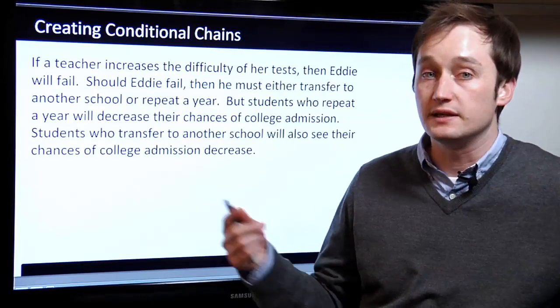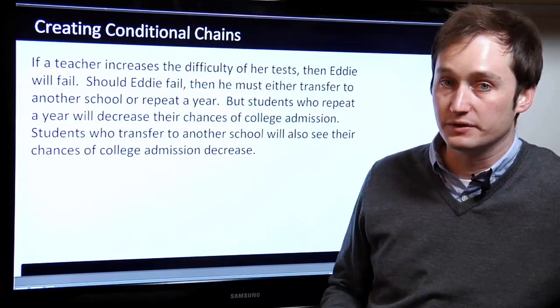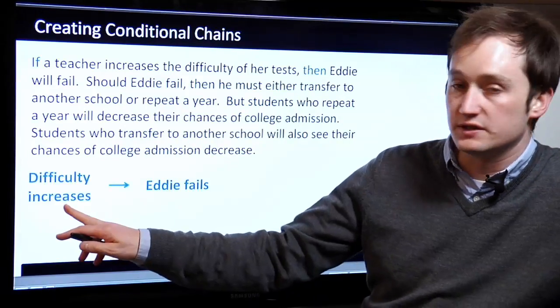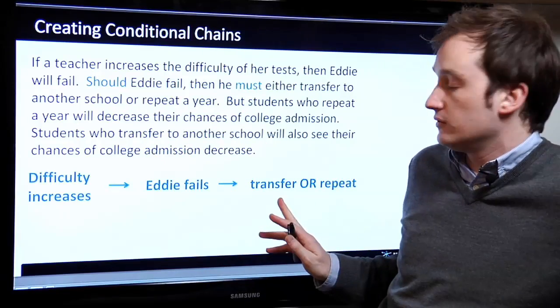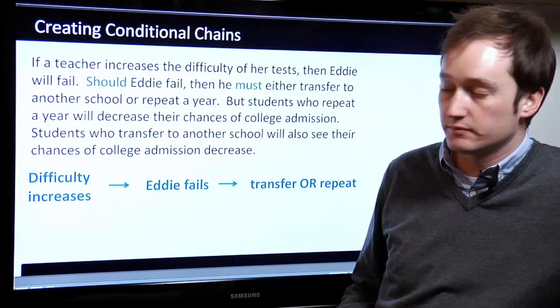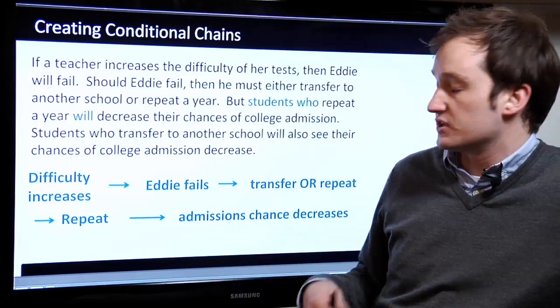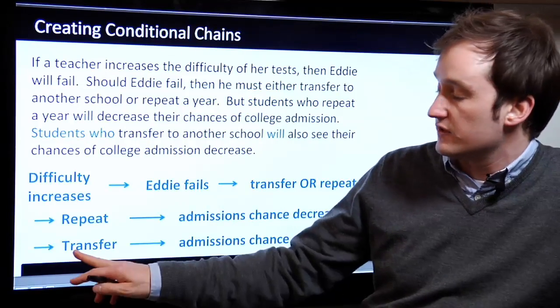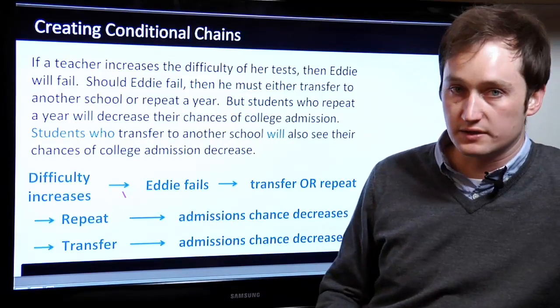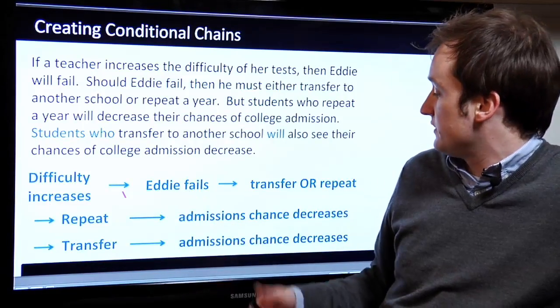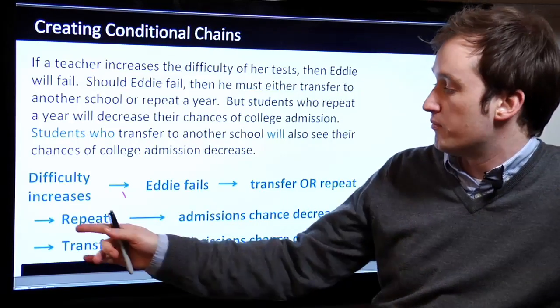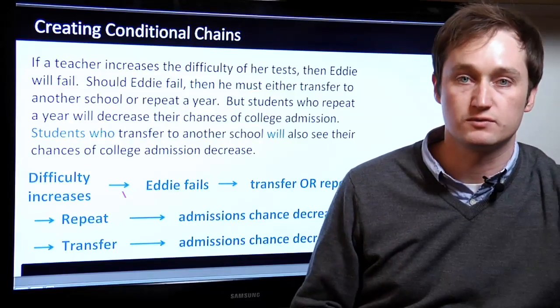If we translate the formal logic statements in this stimulus, we get the following. If the difficulty increases, then Eddie fails. And should Eddie fail, he'll have to transfer or repeat. If he repeats, his admission chances decrease, and if he transfers, his admission chances decrease. So we have a long conditional chain here. Difficulty increases, Eddie fails, he transfers or he repeats, both of which means that his admission chances will decrease.